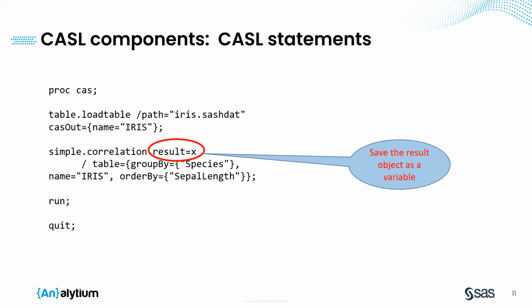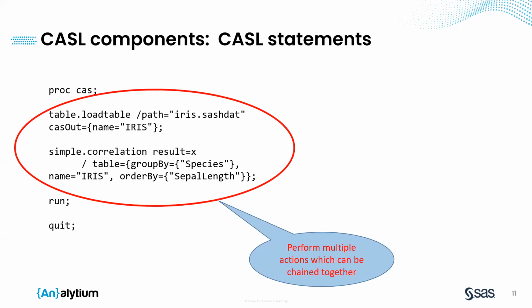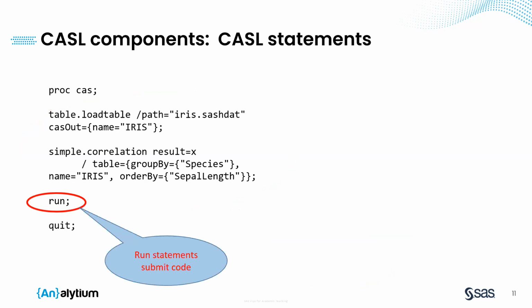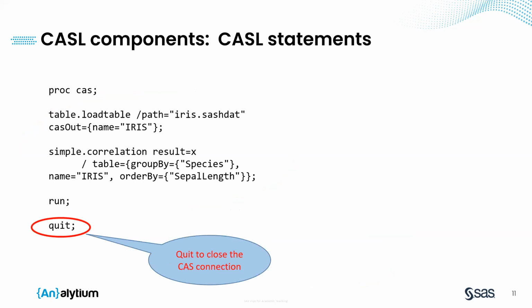You can save the results from those actions as an object. The result object is a variable, so result was X, and you can perform multiple actions which you can chain together. So you can see there we've got the load table and the simple correlation actions, and they'll happen in sequence. We just use run statements to submit them, but it's run group processing, so you could have further steps after that, and we'll have a quit to close the CAS connection.